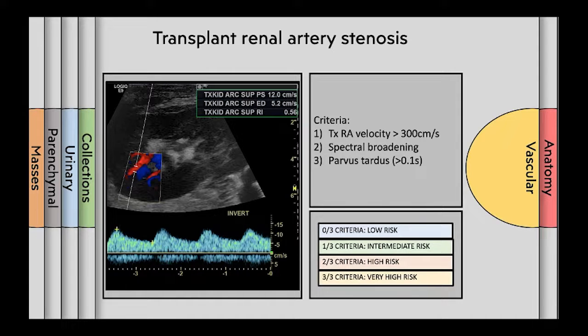If any one of these are present, there is around a 30% chance, or an intermediate risk. If any 2 are present, there is an approximately 90% chance of a stenosis, indicating a high risk. And if all 3 are present, there is almost a 99% chance of a stenosis, rendering it a very high risk.